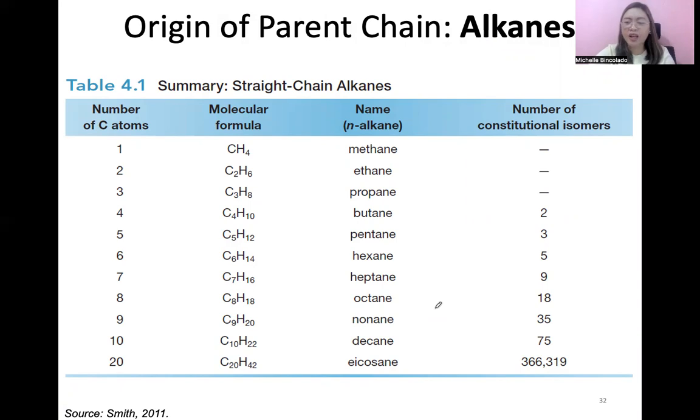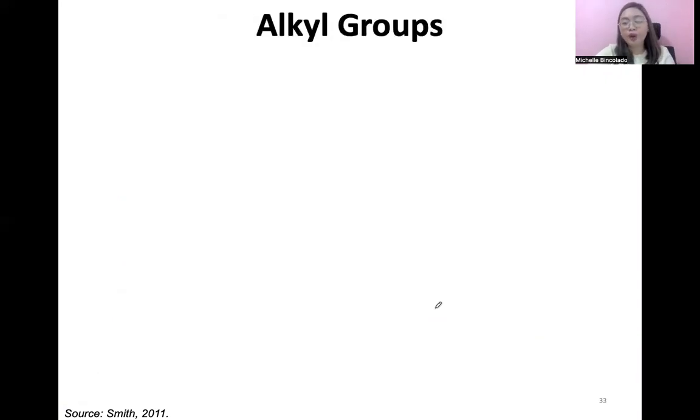In the last column is the number of constitutional isomers. That means, guys, isomers that differ only in the attachment of atoms or the bonding of atoms. We have an exercise for that later. Now, before we recall the steps in naming, which are also in your manual, let's recall alkyl groups. Let's say methyl. Methyl is derived from methane. If we remove one of the hydrogens here, guys, it becomes a methyl group. Now, it becomes a substituent that can attach to a parent chain.